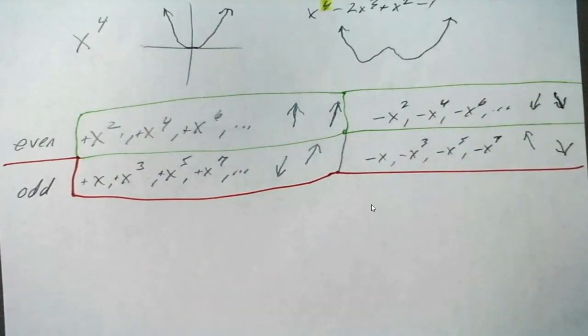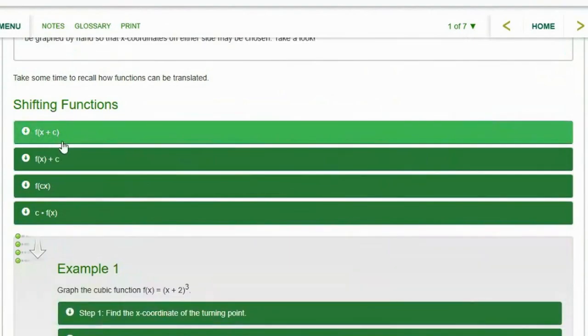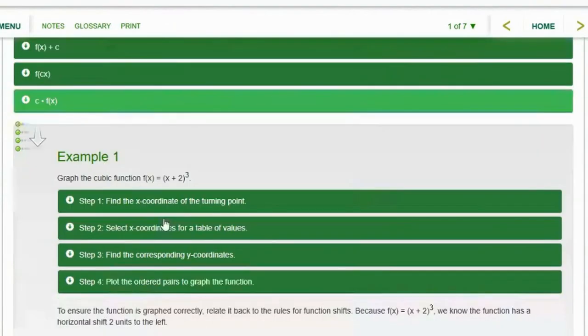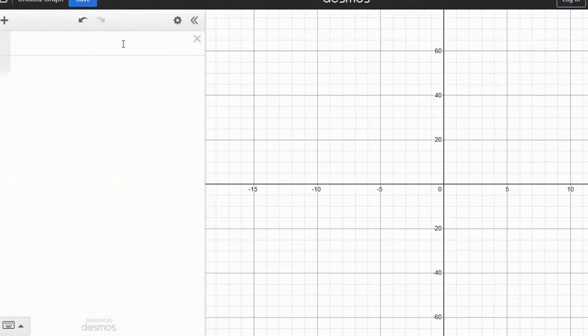So that's one of the big things on graphing is understanding how that works. And this talks about the plus C, minus C, and all that kind of stuff. If we multiply, put a number in front, that just makes it skinnier or fatter, right? So graph this function. So it says f of x equals (x plus 2) to the 3rd. So we're going to go here and say f of x equals (x plus 2) to the 3rd.